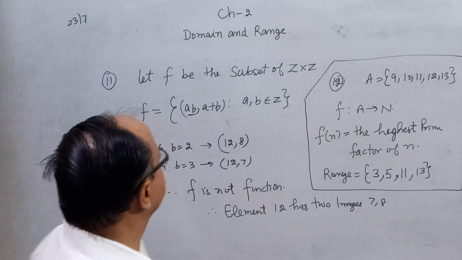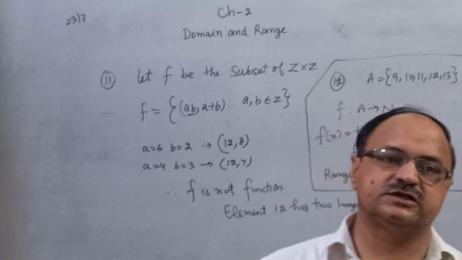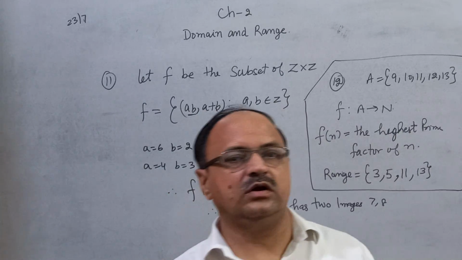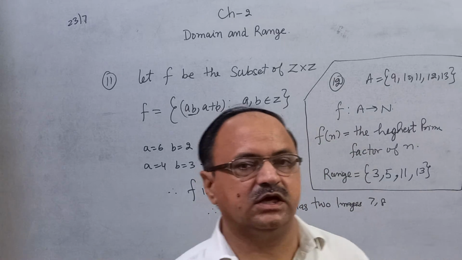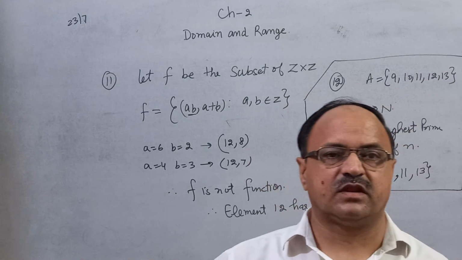Right? Now your second chapter, relation and function, is complete. Revise properly all examples and all the graphs related to this chapter. Correct? Thank you.